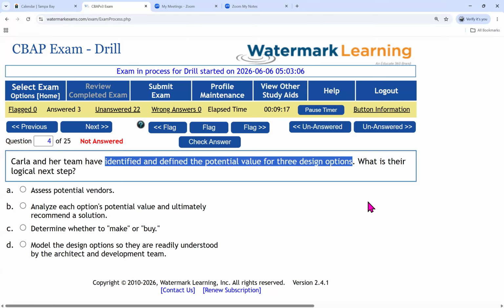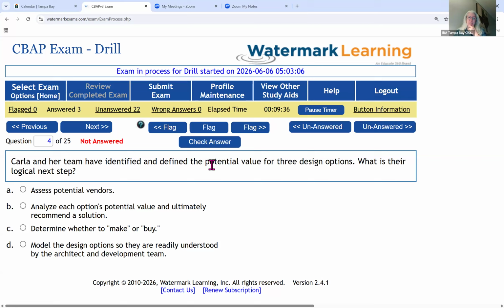Define design options. Okay, very good. So their next logical step after the potential value is going to be assess potential vendors, analyze each option's potential value, and ultimately recommend a solution, determine whether to make or buy, or model the design options so they're readily understood by the architect and the development team. Which one should we eliminate?